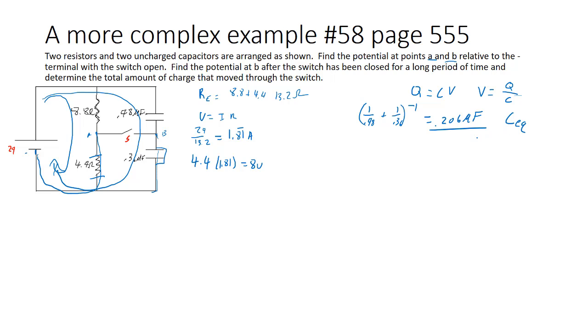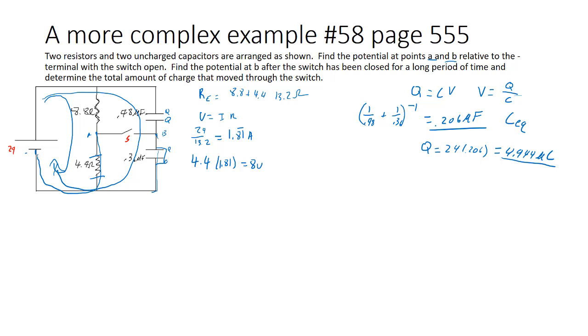Now, that means the charge that's distributed on that equivalent capacitor, Q, is equal to the voltage that it would get, 24, times that capacitance. So 24 times 0.206 is 4.944 microcoulombs. 4.944 microcoulombs of charge.